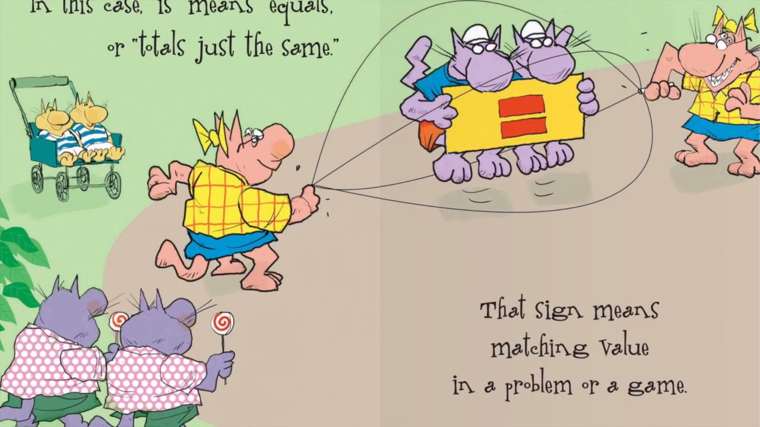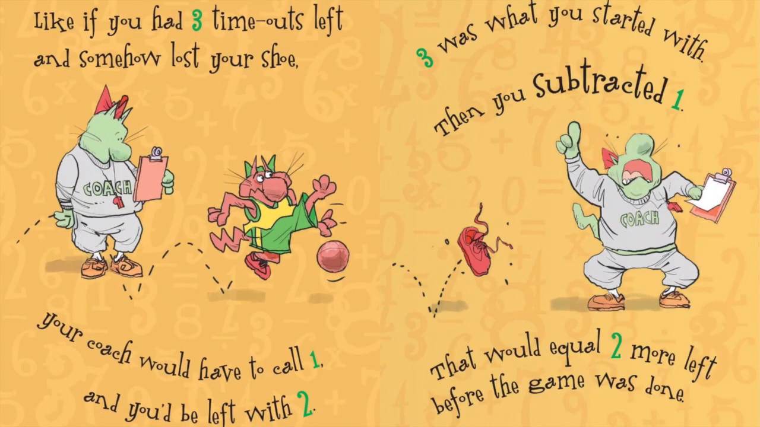In this case, is means equals, or totals just the same. That sign means matching value in a problem or a game. Like if you had 3 timeouts left and somehow lost your shoe, your coach would have to call one and you'd be left with 2. 3 was what you started with, then you subtracted 1. That would equal 2 more left before the game was done.